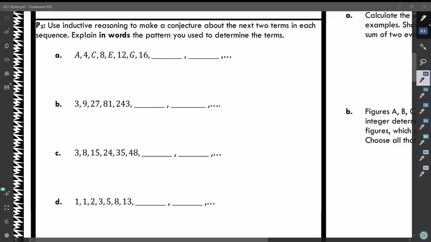Okay, so I noticed that we have a letter then a number. So that's easy enough. Every even term will be a number, every odd term will be a letter.